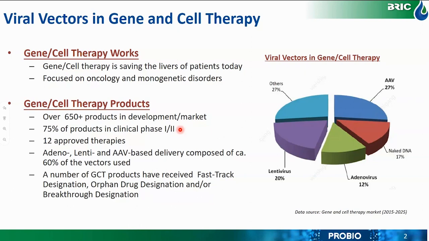Most of the projects are using adenovirus, lentivirus, and AAV. All three viral vectors are the most popularly used in gene and cell therapy products. A number of GCT products have received fast track designation, orphan drug designation, or breakthrough designation. So today I will talk mostly about how to improve the plasmid vector and viral vector process development and manufacturing process.